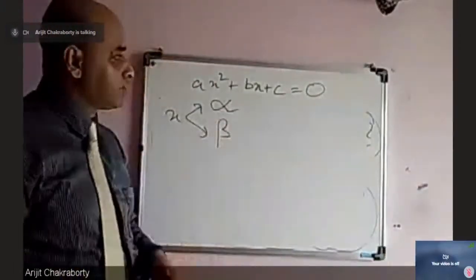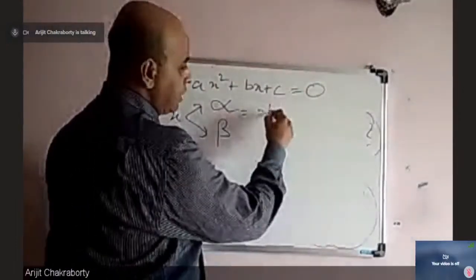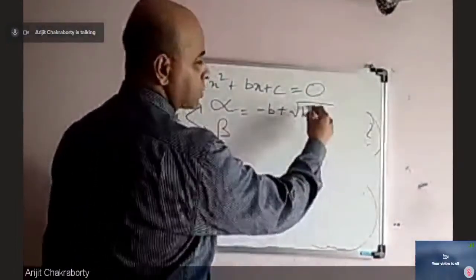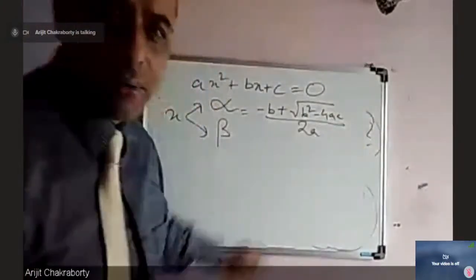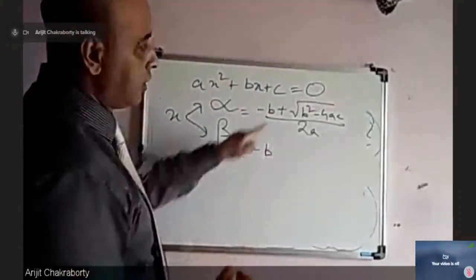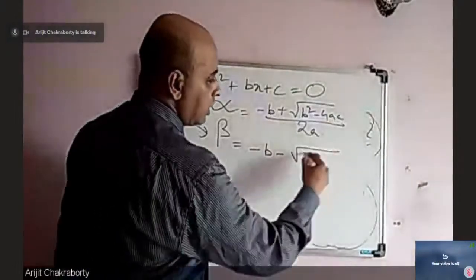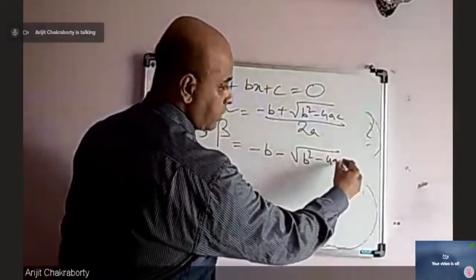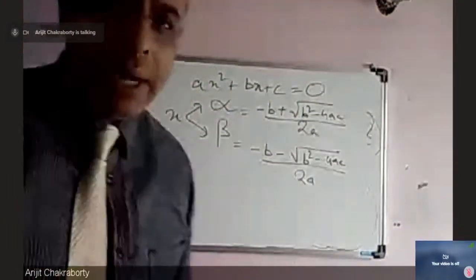So alpha and beta. Alpha will be equal to minus b plus square root of b square minus 4ac by 2a, right? And beta will be equal to minus b, here it is plus, now it will become minus, minus square root of b square minus 4ac by 2a. I did it last day.